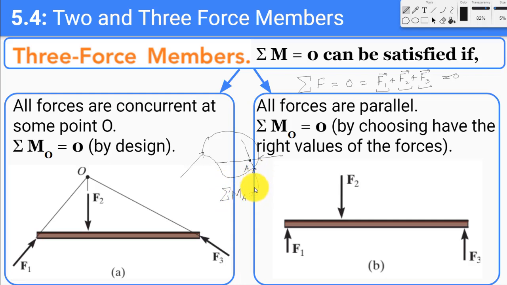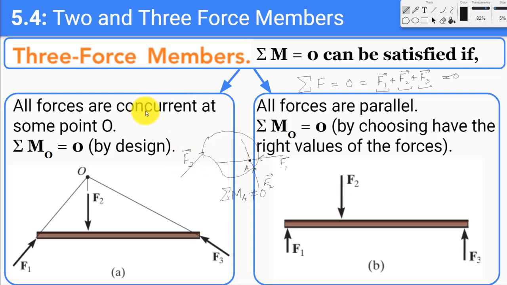If we were to sum all the moments at A, this will not be equal to 0, because these two forces F1 and F2 will not produce any moment at point A, and the only moment would be F3 times the perpendicular distance, which will not be equal to 0. So in a coplanar system, anytime we have two forces which are not parallel, they would be intersecting at some point, and to make sure that the moment is 0 at that point, the third force should also be passing through that point.